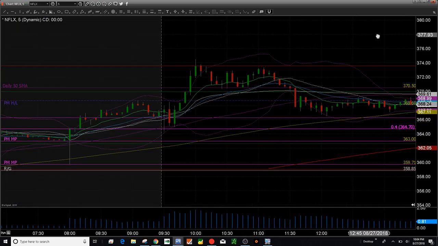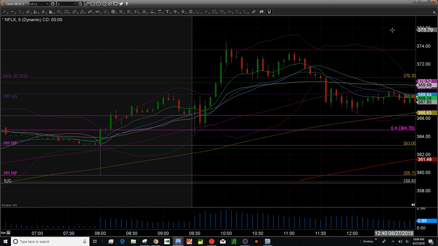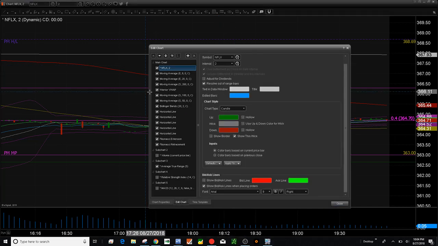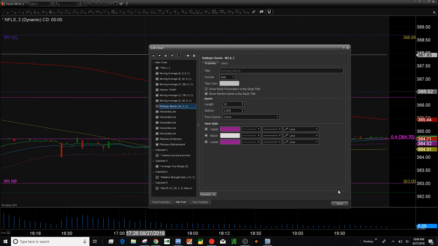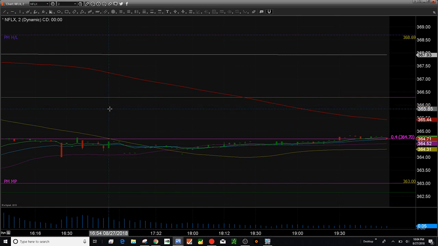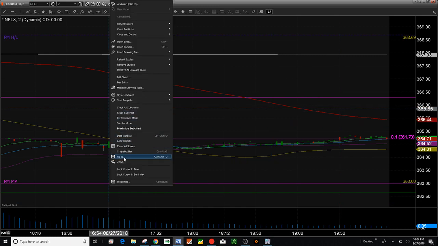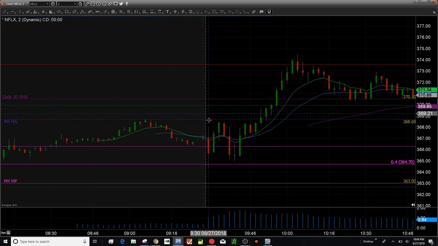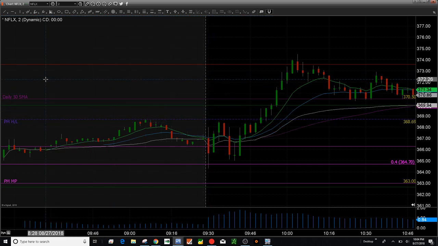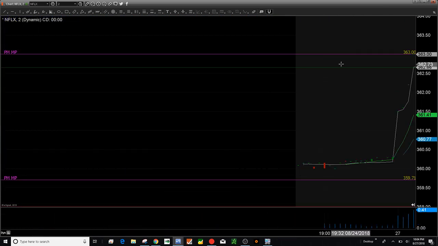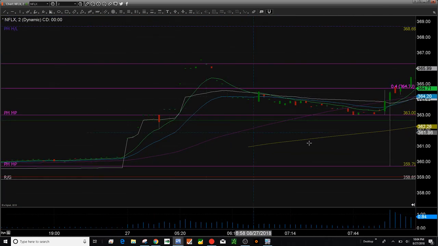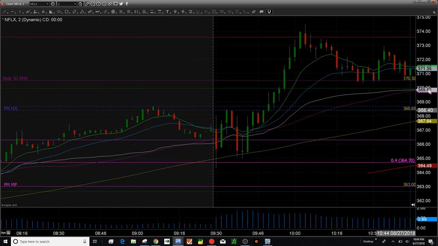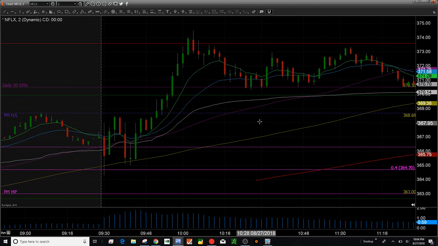So let's go back to the 5-minute chart, and actually I'll show you what I did. Let's go to the 2-minute chart. Actually, I'm going to remove the Bollinger Bands here. Trying to redraw some lines here. So here's what I did today.